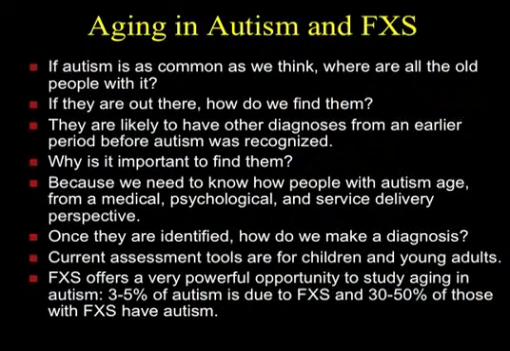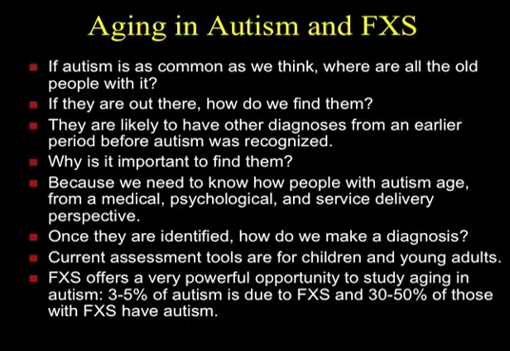So why would it be important to study aging in autism and Fragile X? One question that's been posed in some of the scientific literature and also just on the internet is, if autism is as common as we think, where are all the old people with it? I think there are a lot of people wondering that. The new figures suggest that 1 in 150 people have an autism spectrum disorder, and yet they all seem to be kids. Either that or all the adults are somewhere in hiding or have compensated somehow. If they are out there, how do we find them?